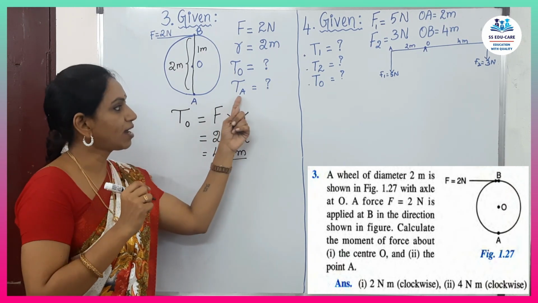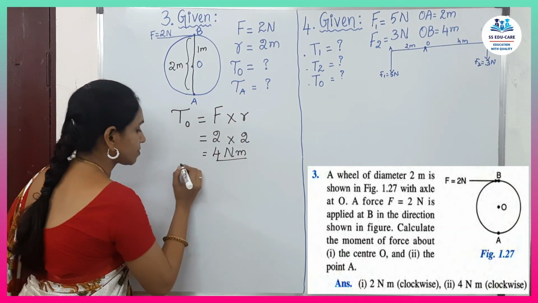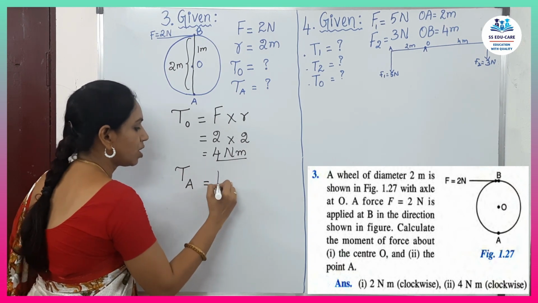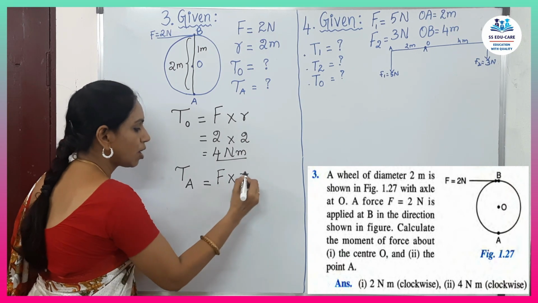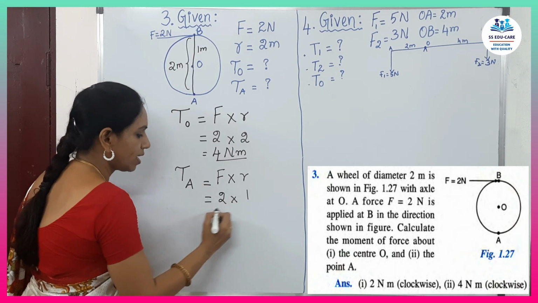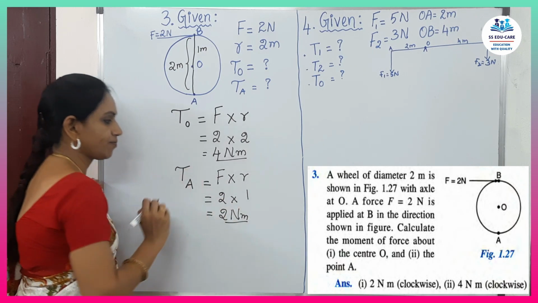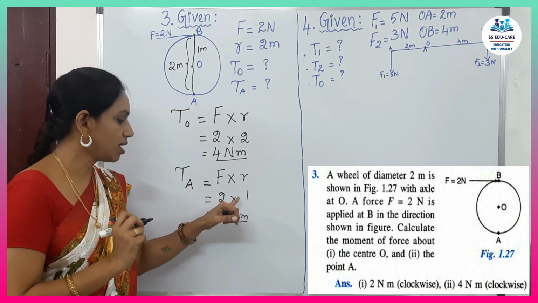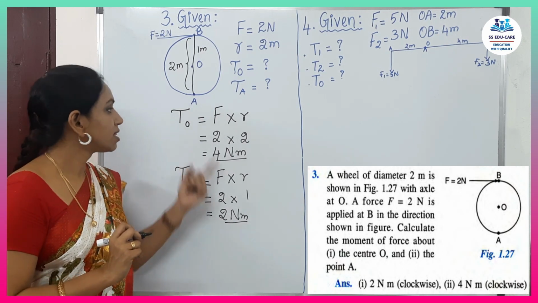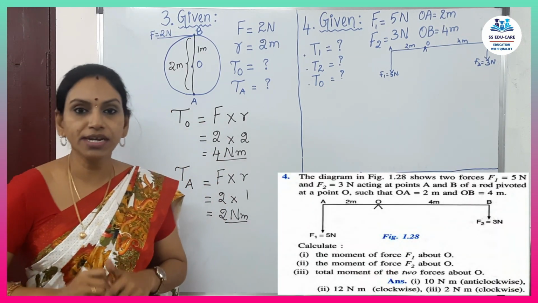They are asking us to find the moment of force at point A. This is equal to force into perpendicular distance. That is equal to 2 into 1, it's only 1, that is 2 Newton meter. Okay, this is your third question. Next, fourth question, let me read out the question.